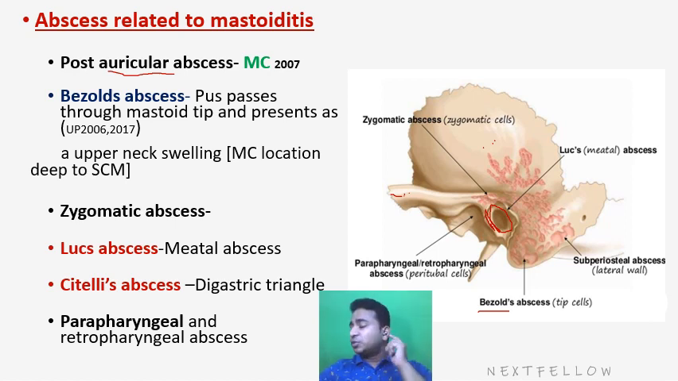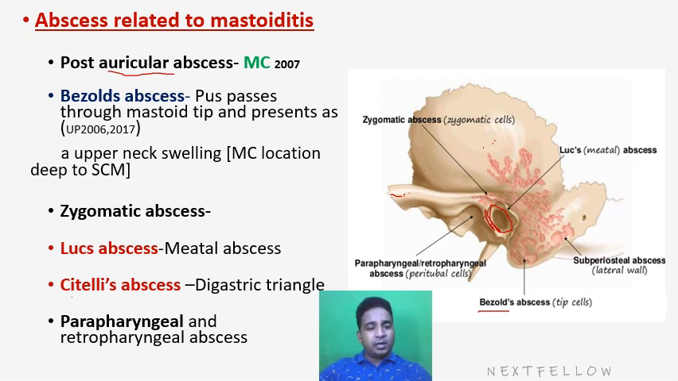muscle. As we know, sternocleidomastoid muscle is attached medially to this mastoid tip. So Bezold abscess, when the pus passes through the mastoid tip and drains out lower down through the sternocleidomastoid, and it is mostly presented as a swelling in this area, which is known as upper neck swelling, or we can say deep to the sternocleidomastoid muscle. So Bezold abscess, point to remember, drains out along the mastoid tip.